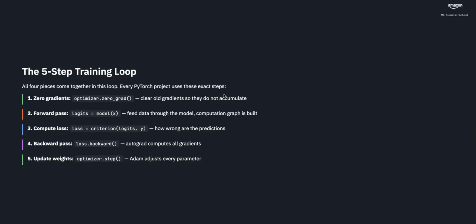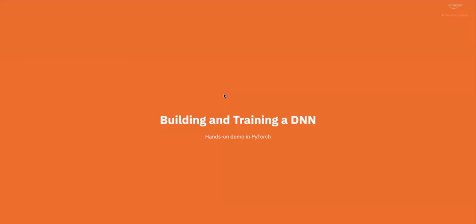These 5 steps work for MLP, RNN, CNN, any architecture. The model changes, the loop does not. Now let us build and train a model. I'm going to switch to a Jupyter notebook and walk you through it step by step.